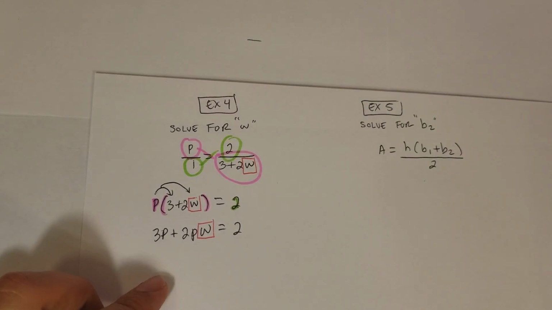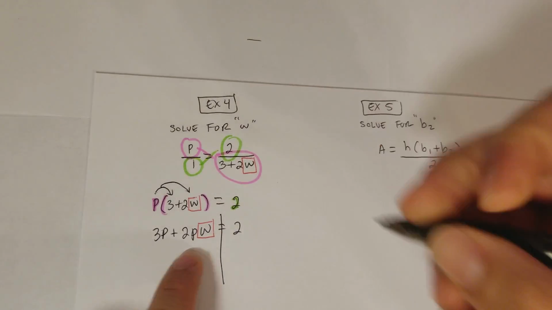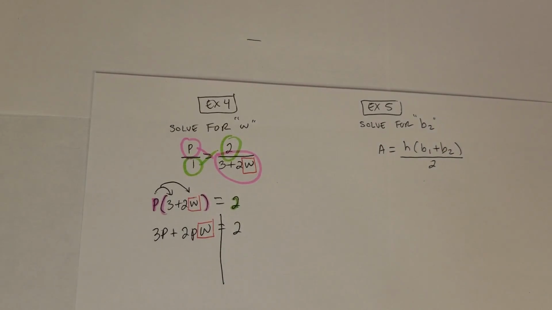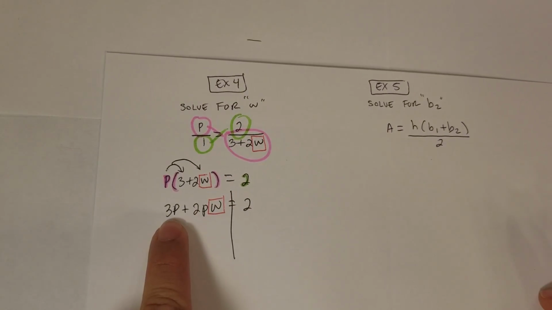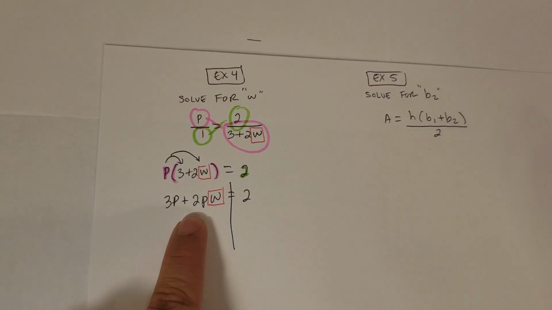Okay, so I boxed the w to let me know what it is that I'm doing here. So I'm trying to get the w by itself. Again, we're trying to move everything to the other side except for w. So notice that I got to get rid of the 3p and I have to get rid of the 2. Which one do I start with first?